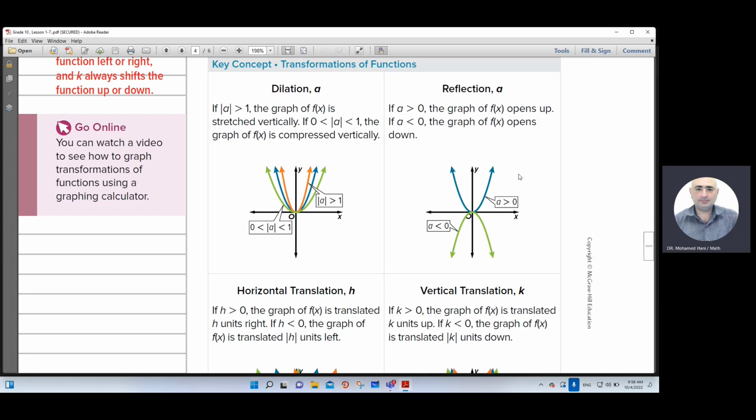Yes, horizontal and vertical. This information is important for grade 11, for grade 12, and for the MSAT. This is very important.